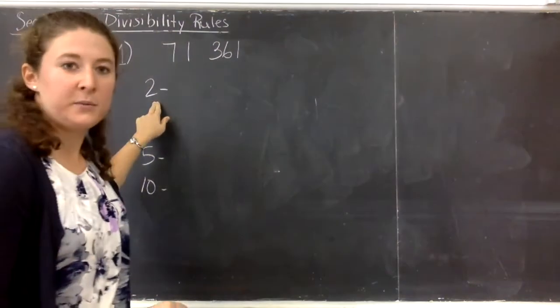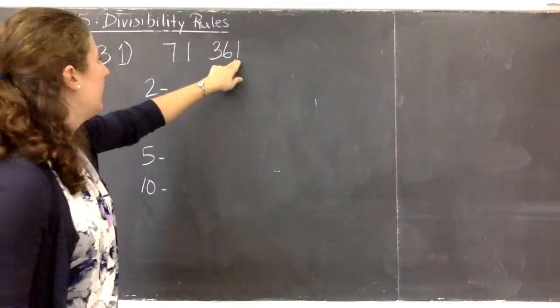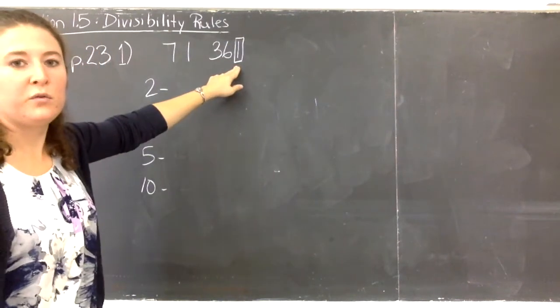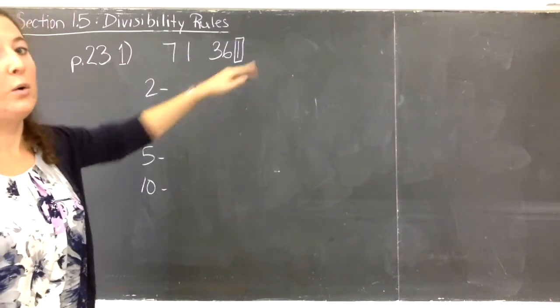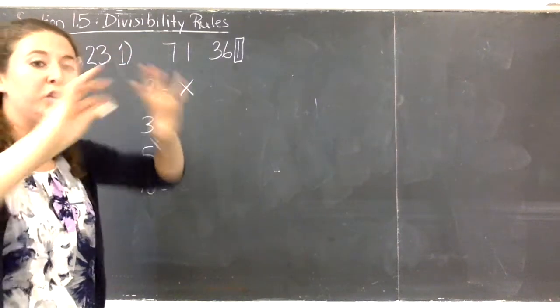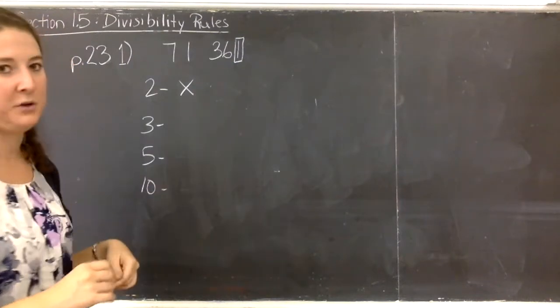In order for it to be divisible by 2, I look at the last digit, and it has to be 0, 2, 4, 6, or 8. So, no. This number cannot be divided into 2 equal groups. I will have 1 left over.